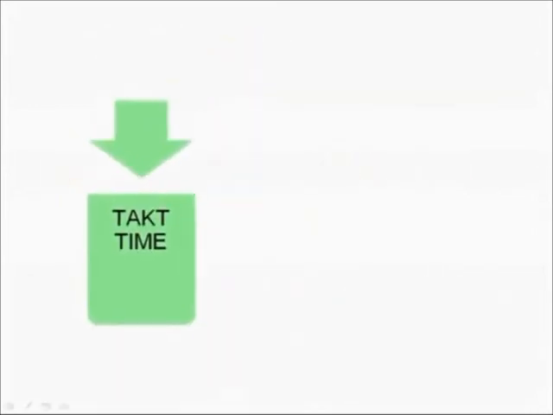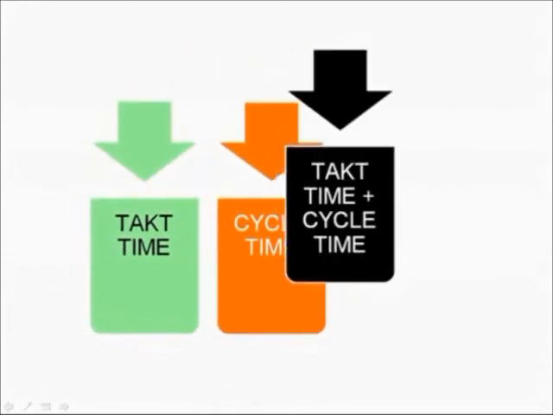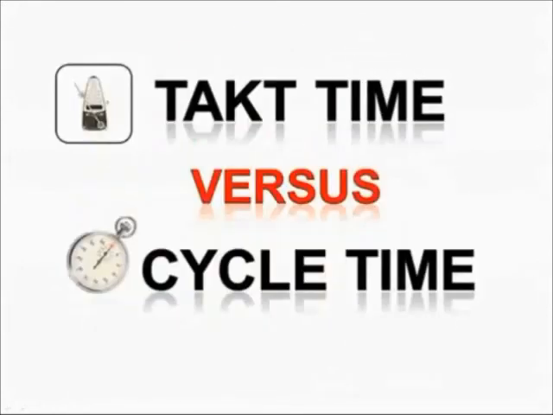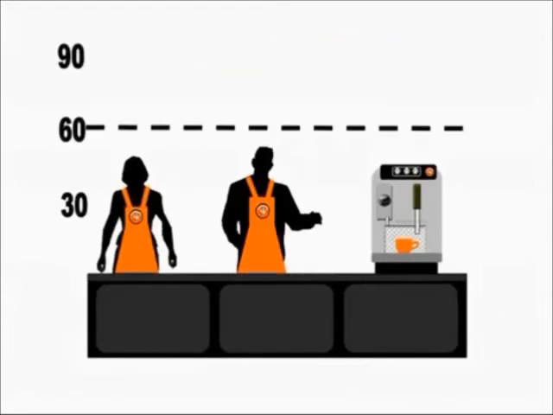We've talked about takt time and cycle time. Now the last bit of the jigsaw is to combine these two ideas together. So let's construct our takt time cycle time chart back at the lean cafe. The first thing we need to do is to show a line at 60 seconds depicting the takt time. We then need to show the cycle time for Andrea, which is 30 seconds. Finally, we need to show the cycle time for George, which is 90 seconds.